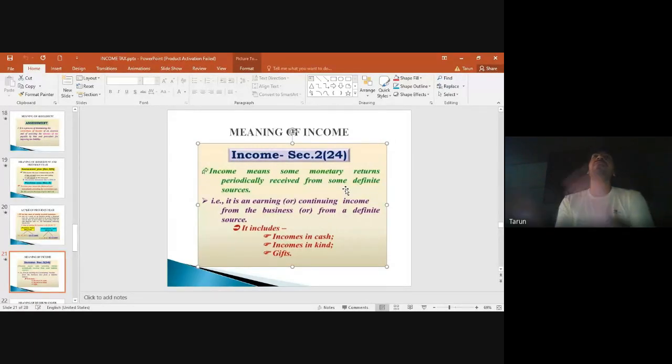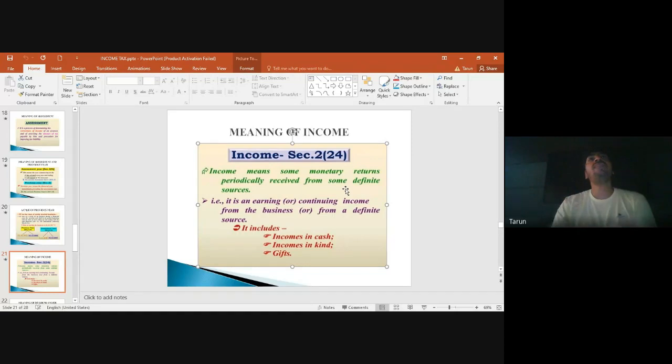If somebody has given you a piece of land, and using that land you are earning some sort of income, that income is considered under section 2 subsection 24. Any sort of gift, say a property gifted to you, which you put on rent and get 1 lakh rupees every month, is termed as income under section 2 subsection 24. So this is an overview of income.